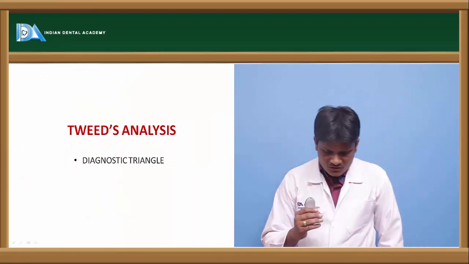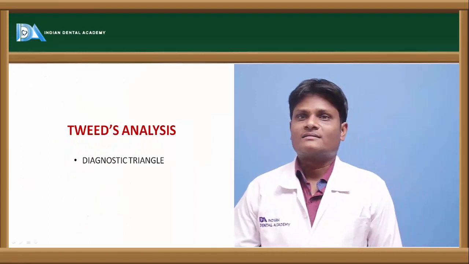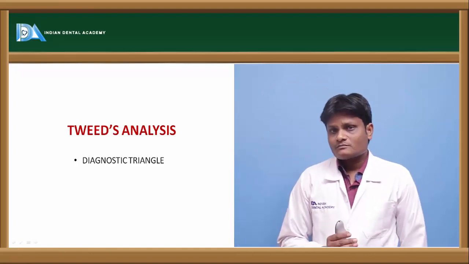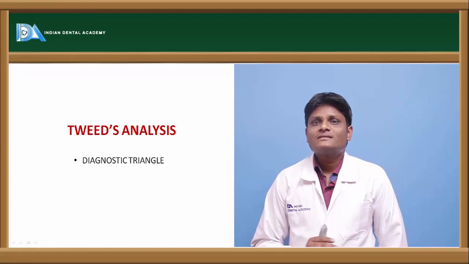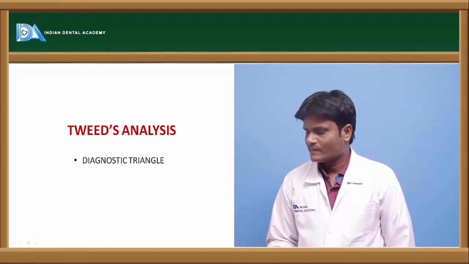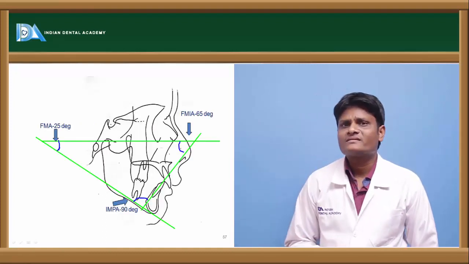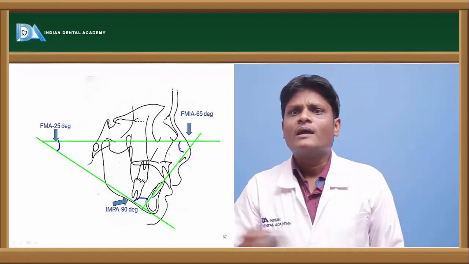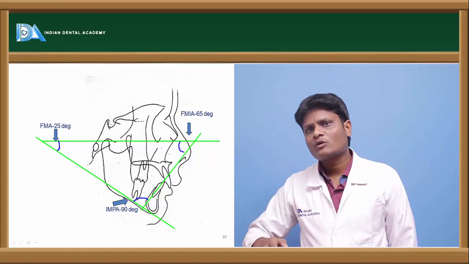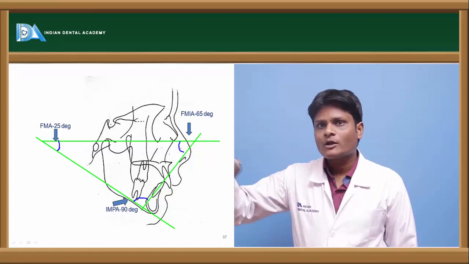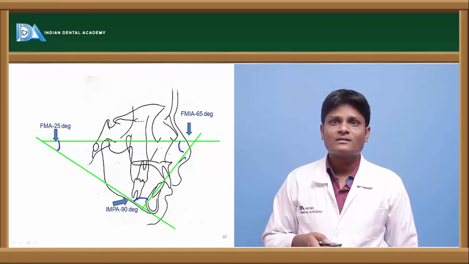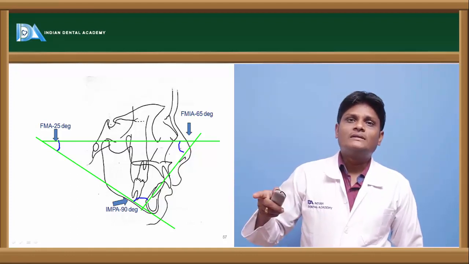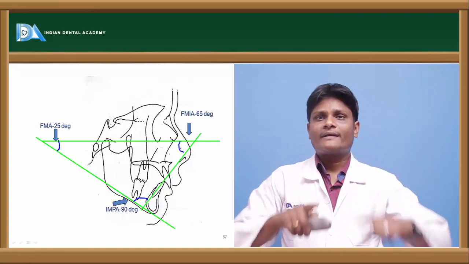So that was about Steiner's analysis, the dental and skeletal parameters. Now, the next important analysis is Tweed's analysis. It's also called the diagnostic triangle. Here we have the FH plane, a mandibular plane which is tangent to the lower border of the mandible, and a line along the long axis of the lower central incisor. So these three lines form a triangle.